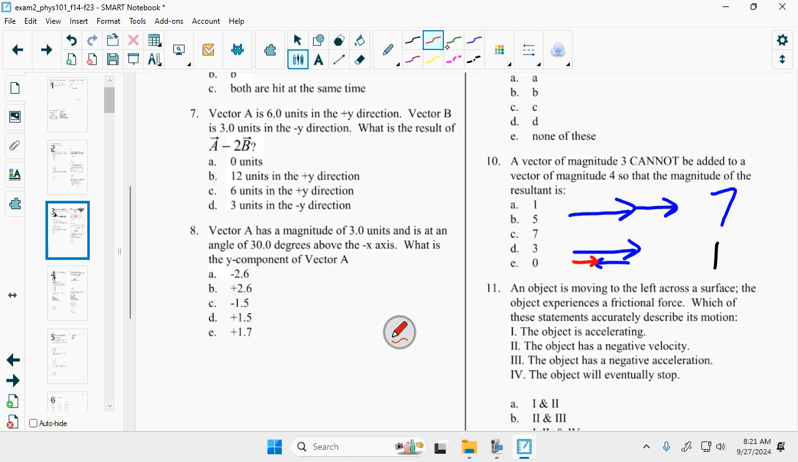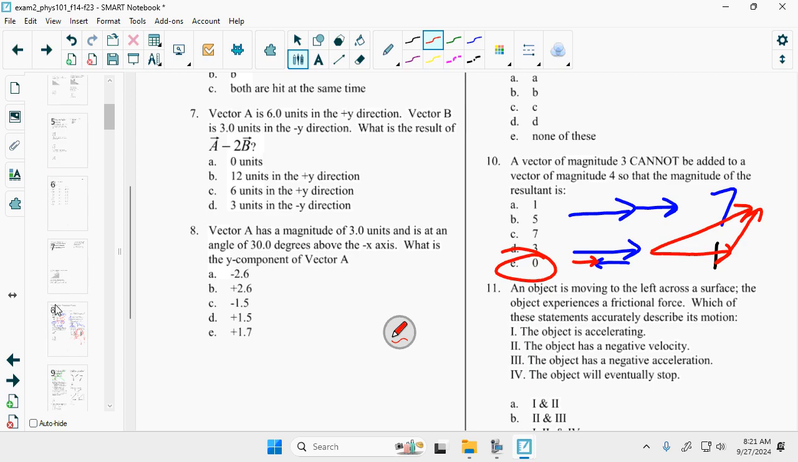So that means those two vectors can be added in a maximum way to get 7 units, or in a minimum way to get 1 unit, or anywhere in between, right? I could have the two vectors added at an angle, and they would have some sum in between 1 and 7, but not less than 1, not more than 7. So that means E is the right answer: you cannot add those two vectors in any way to get a resultant that is equal to 0.